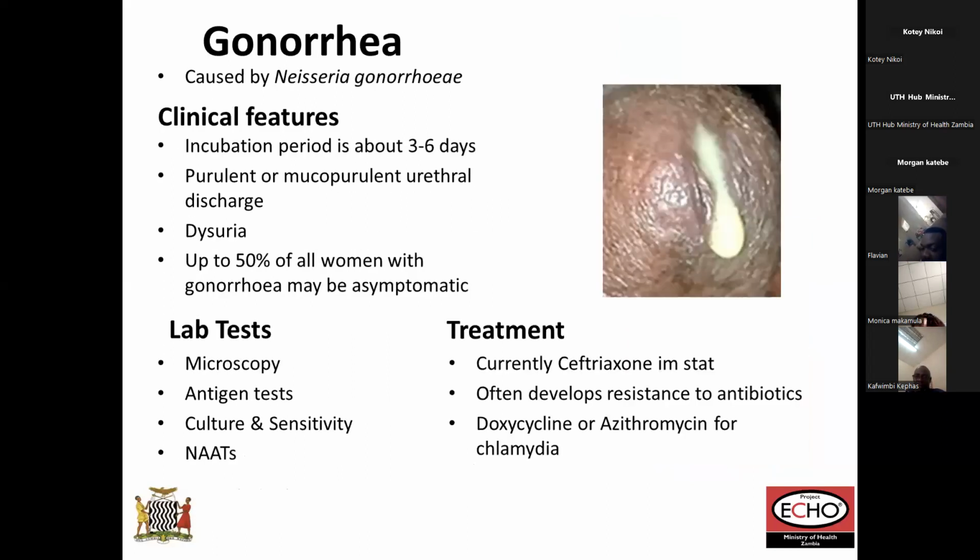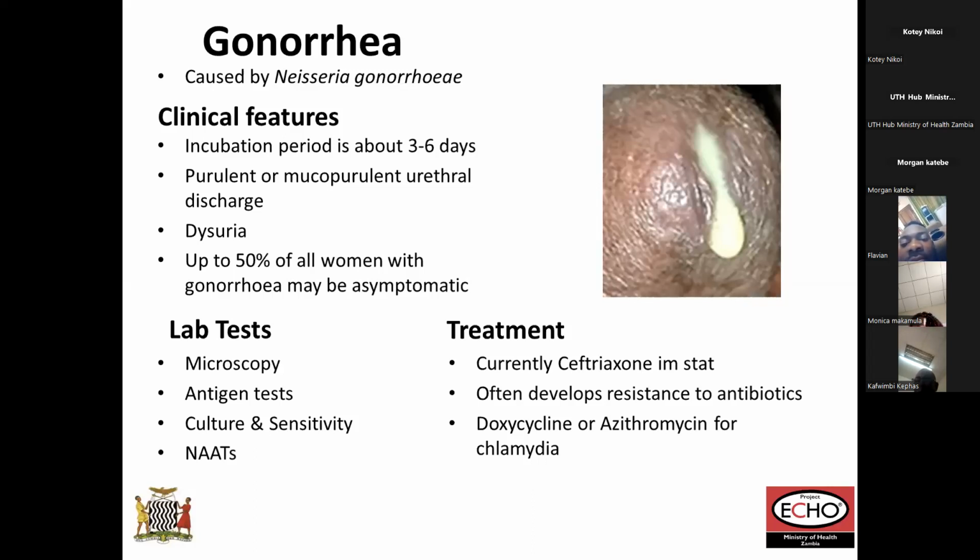Next. Gonorrhea, of course, that picture doesn't look very nice, but gonorrhea is caused by Neisseria gonorrhoeae. It has an incubation period of about 3 to 6 days. It presents with a purulent or mucopurulent urethral discharge. You see the urethral discharge in males. Then there'll also be dysuria. But up to about 50% of women with gonorrhea may be asymptomatic, which is a serious problem because it can lead to complications, including sterility.